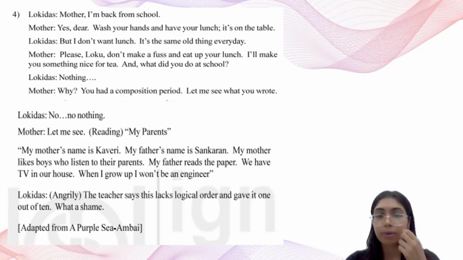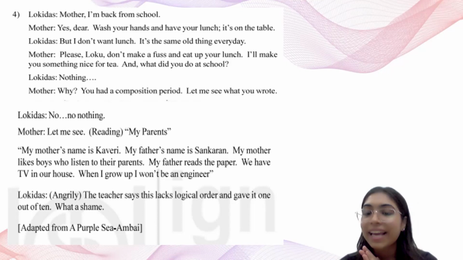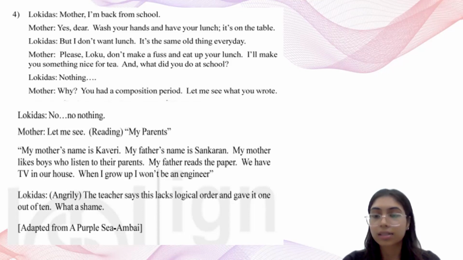So this is adapted from a Purple Sea. Here it seems like the conversation is at home. The child is home now after school. A very young boy is there. The conversation is taking place between the young boy and his mother. So it feels as if the mother is irritated and the son is withdrawn. So this conversation shows us this.